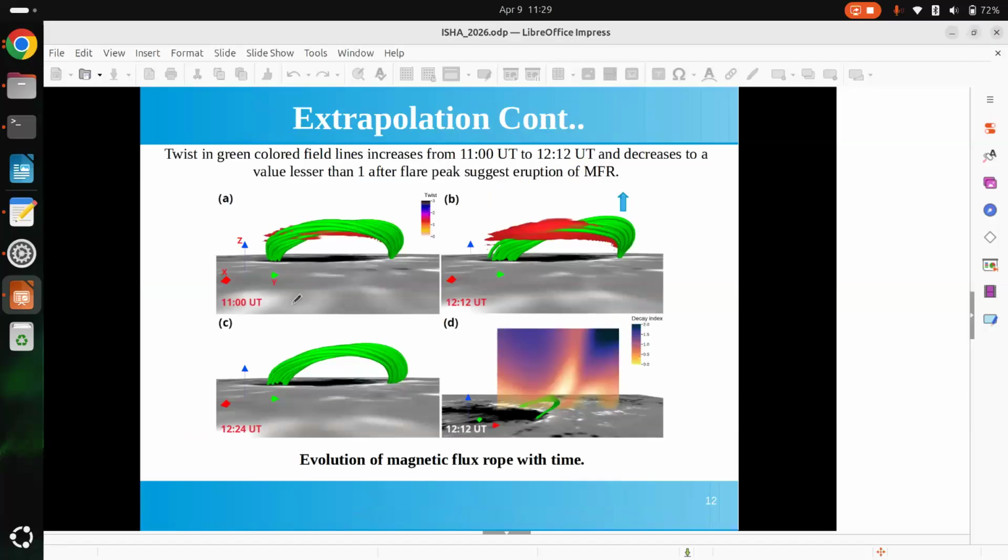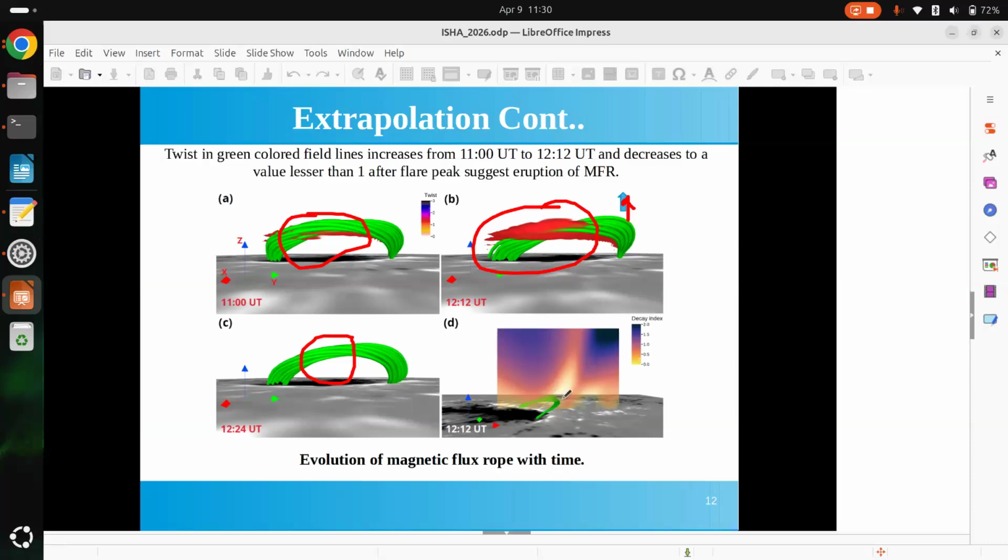Since we have performed a sequence of extrapolations, we tracked the evolution of the magnetic flux rope with the twist. In the first panel, you will see the magnetic flux rope has some twist, and this twist increases with the advancement in time before the peak of the flare, and the right part of this flux loop is found to be raised. After the peak of the flare, we found the twist decreases to a value of 1, which makes sense, as the twist in the green field lines has disappeared. That suggests the eruption of the magnetic flux loop before the peak of the flare.